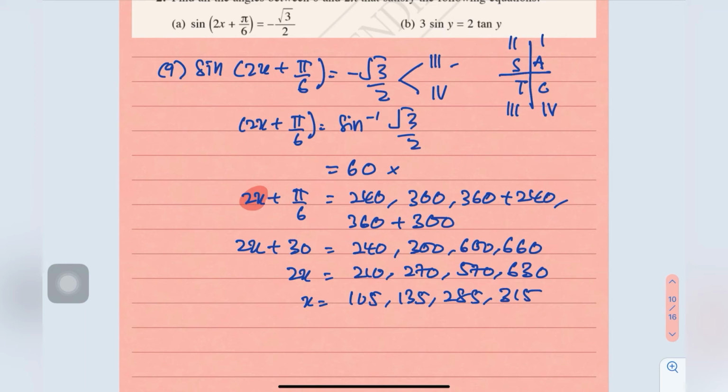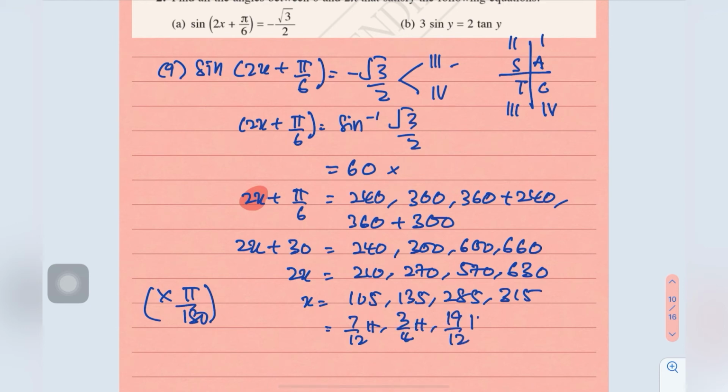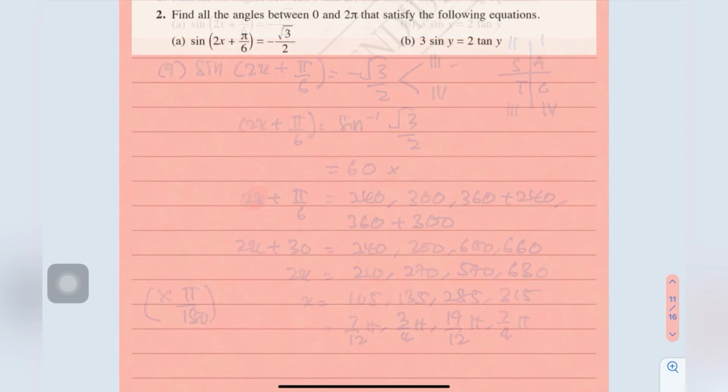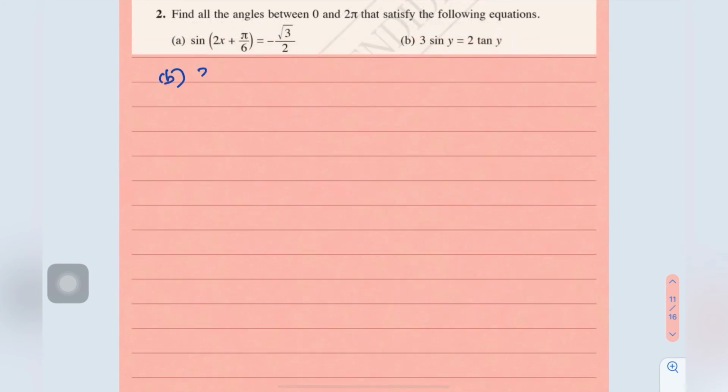If you want to give your answer in radians, you can multiply each value by pi over 180, which equals 7 over 12 pi, 3 over 4 pi, 19 over 12 pi, and 7 over 4 pi. Question B. 3 sine y equals 2 tangent y.